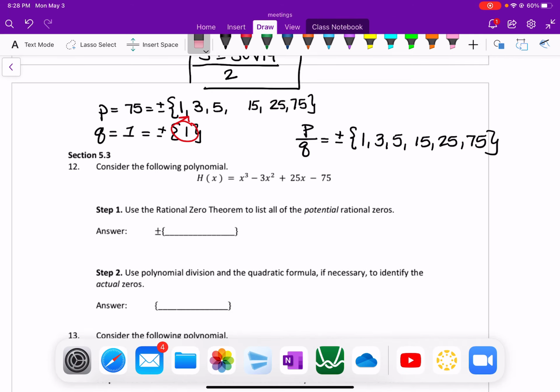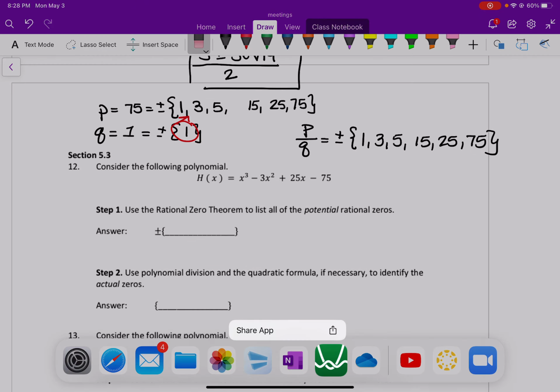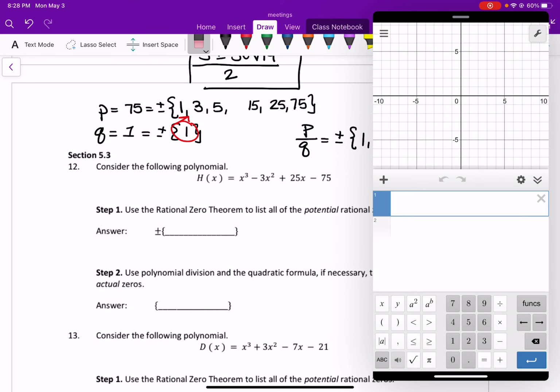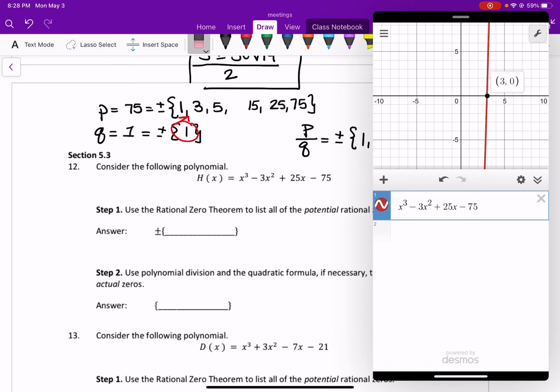So what I'm going to do is pull up Desmos. This is going to be my graphing calculator. And I'm going to put this equation in. So x to the third power minus 3x squared plus 25x minus 75. And I can clearly see this 1 zero at 3.